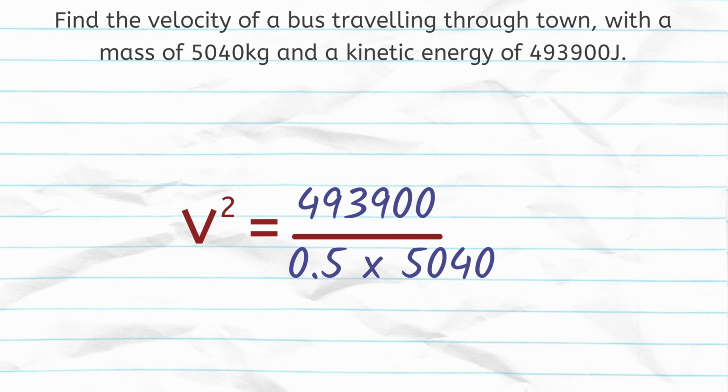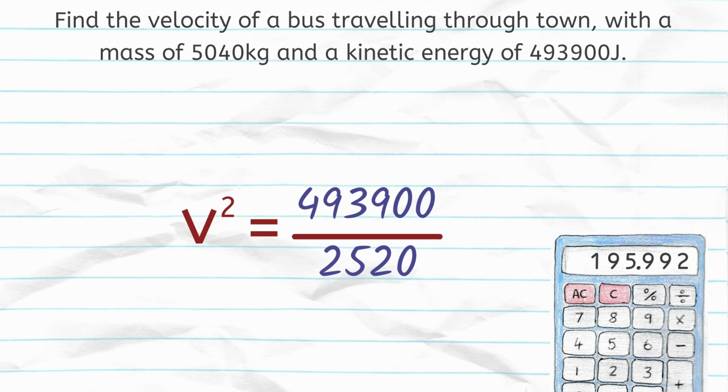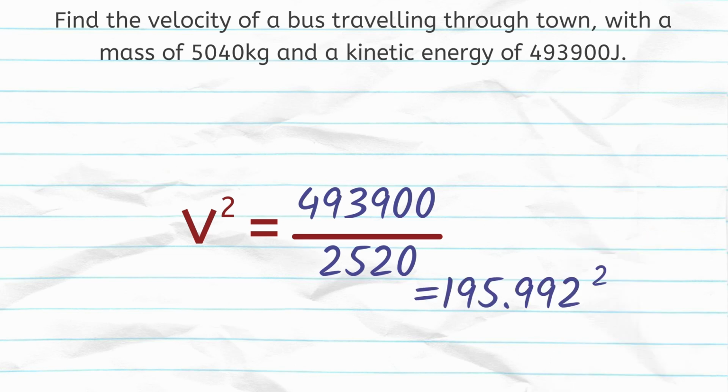Work out the mass total first, which is 2,520. Enter the calculation into our calculator, and we have the answer of 195.992. Because the speed has to be squared, we have to do a square root of this number. It then equals 13.99971. Rounded to 2 decimal places, making the answer 14 meters per second.